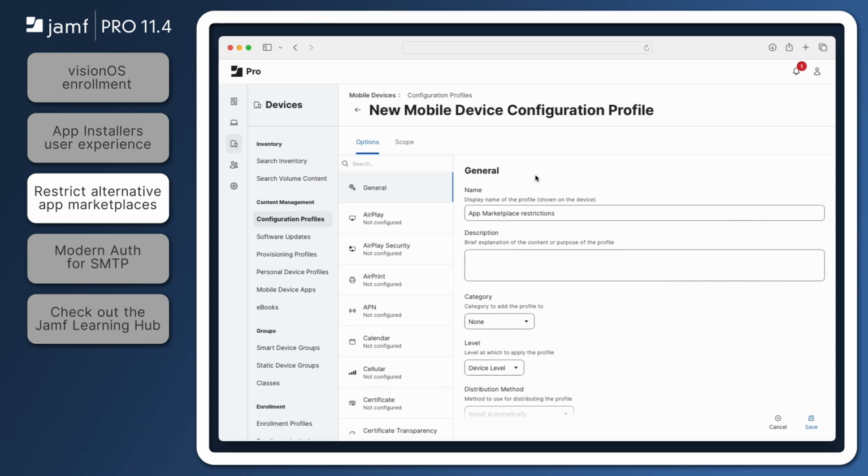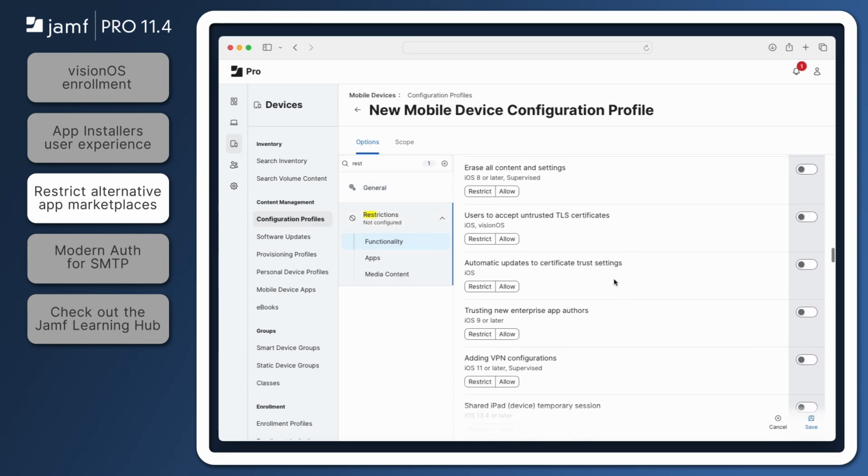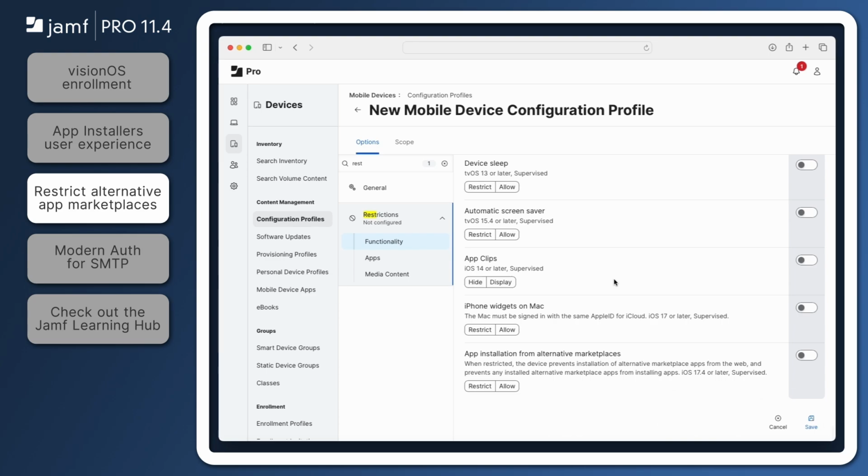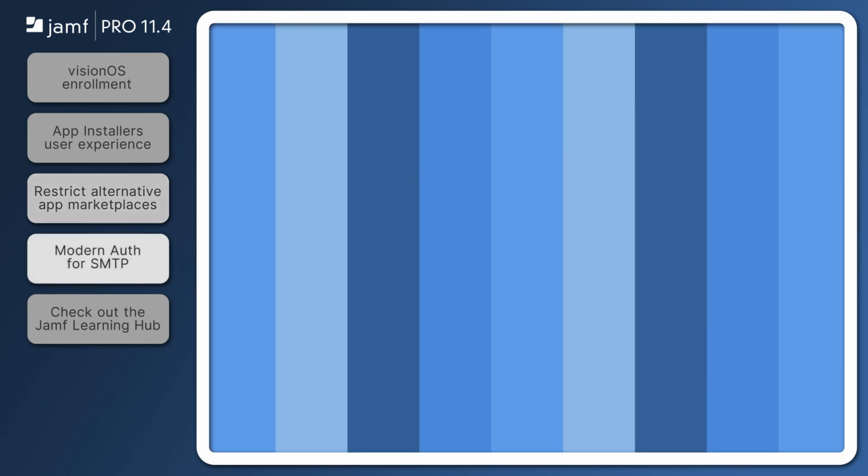To enable this restriction, create a new device configuration profile and include the Restrictions payload. In the Functionality tab, find the App Installation from Alternative Marketplaces restriction and enable it. This restriction will only impact supervised iOS devices using iOS 17.4 or greater, so we recommend creating a smart group to target devices that meet those criteria in your environment. Note that apps and alternative marketplace apps installed prior to this restriction being enabled cannot be removed automatically.